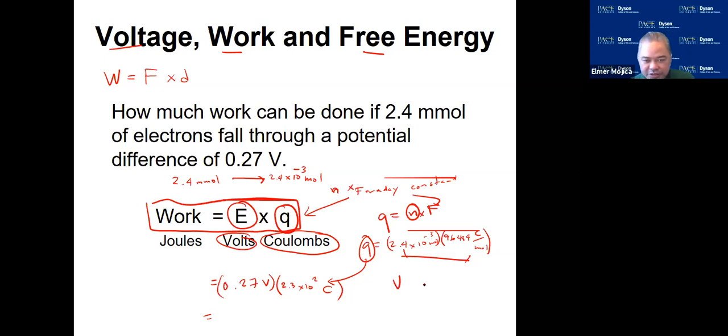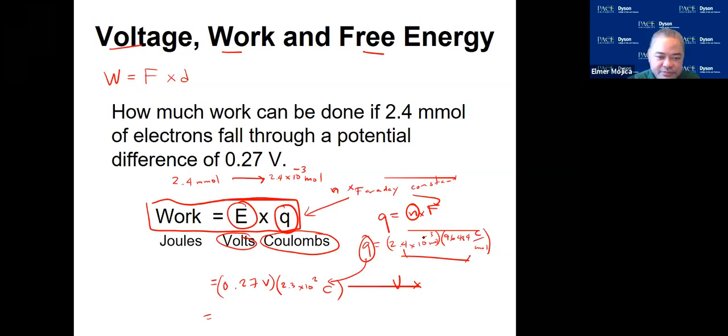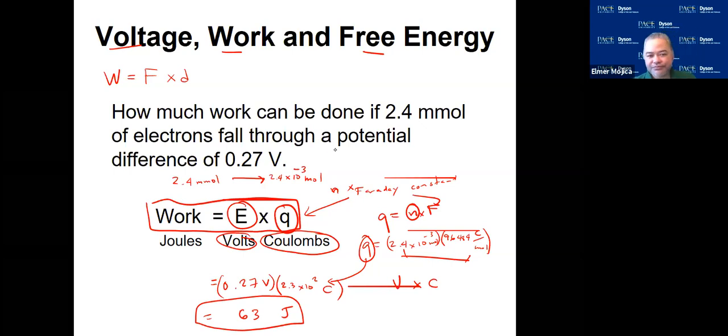So what do you get when you multiply voltage with C? What's the number that we have here if we multiply these two? So you have around 62 or 63 joules. So that's the answer that you have. How much work? If you look at the unit, you may ask yourself, why is it in joules?